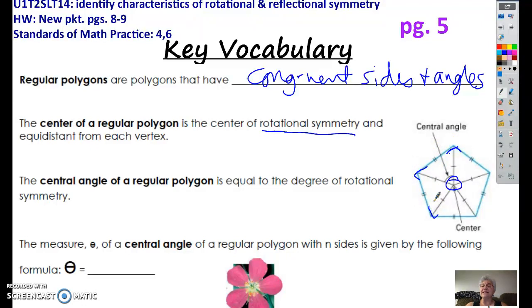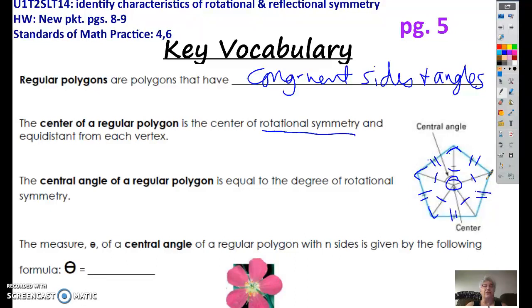So equidistant, so you can see the congruency marks for each of these line segments. And you can also see the congruency marks on each side of the regular polygon. This one is 5-sided. So we know that the sides are congruent and the segments connecting the center are congruent.